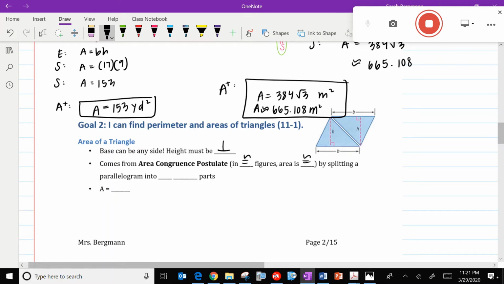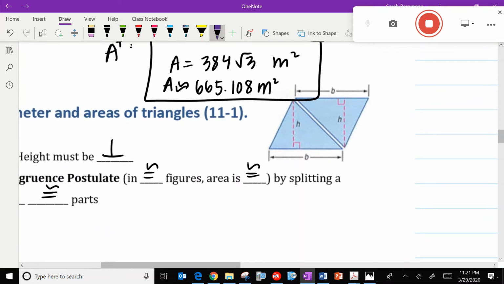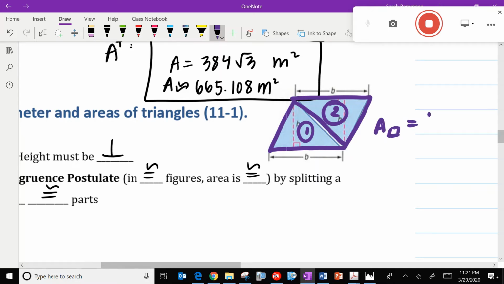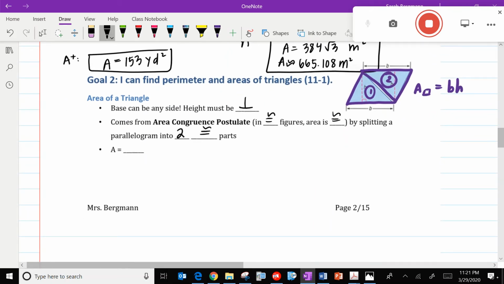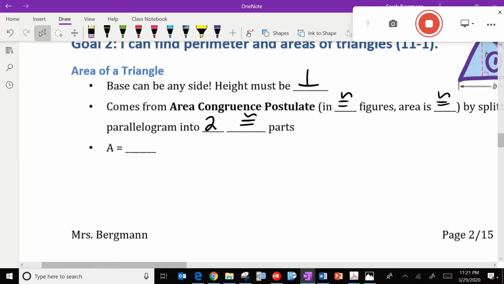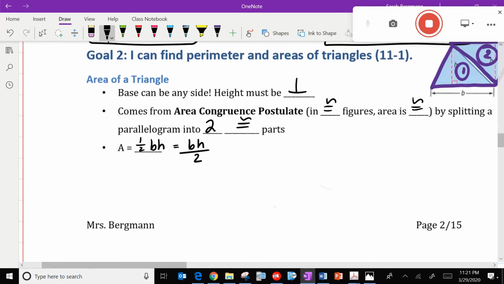And what we're going to do is split up a parallelogram into 2 congruent parts. So remember, if we have a parallelogram and we draw one of its diagonals, that splits it into 2 congruent triangles. So think about this. If you know that the area of a parallelogram is equal to the base times the height, what would the area of one of these triangles be? The formula for area of a triangle is 1/2 base times height, or base times height divided by 2. So it's a parallelogram divided in half, divided by 2.